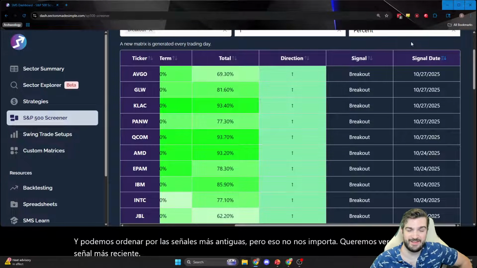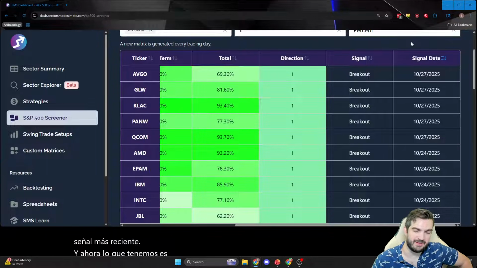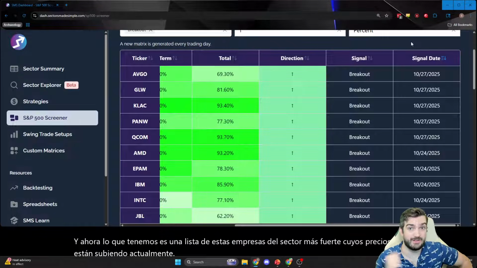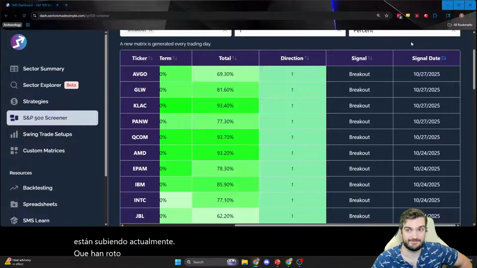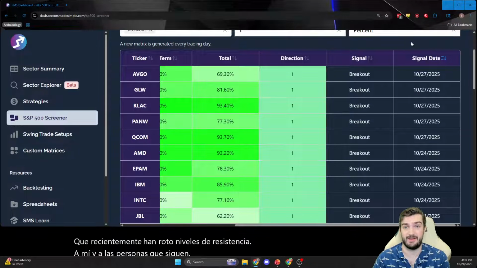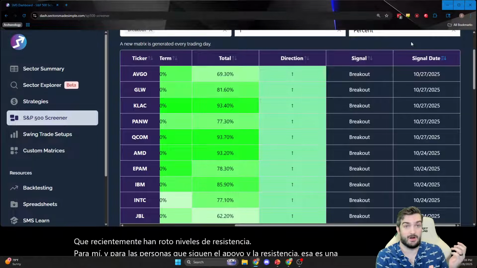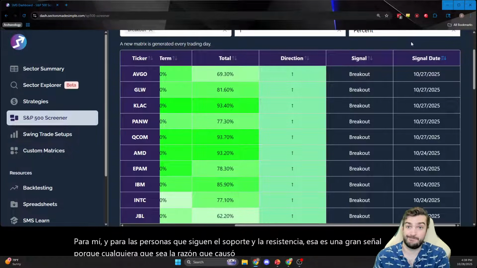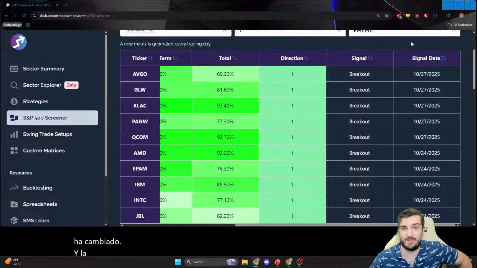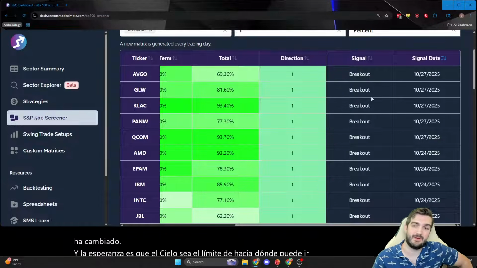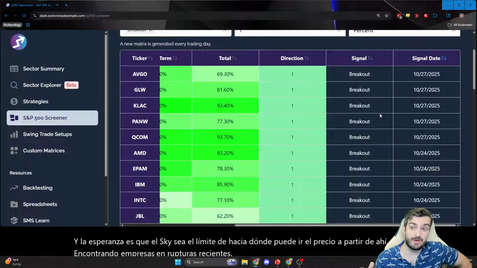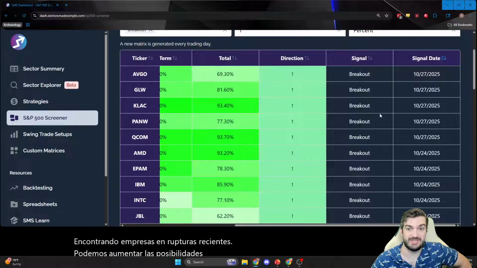And now what we have is a list of these companies in the strongest sector whose prices are currently going up that have recently broken levels of resistance. To me, and to people that follow support and resistance, that is a great sign. Because whatever reason caused the price to drop back down before, seemingly has changed. And the hope is that the sky's the limit for where the price can go from there. By finding companies on recent breakouts, we can increase the chances that that positive trend will continue.